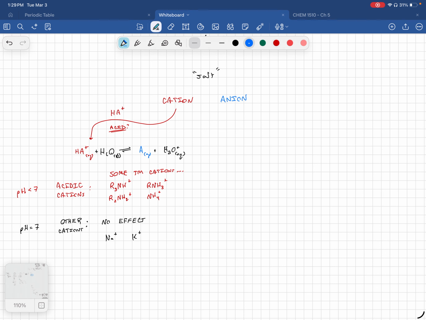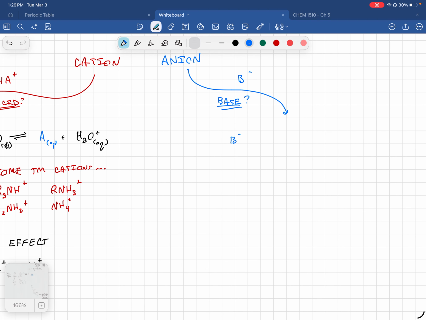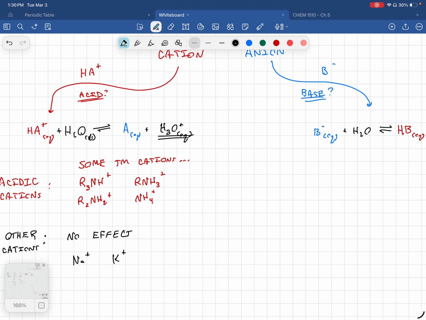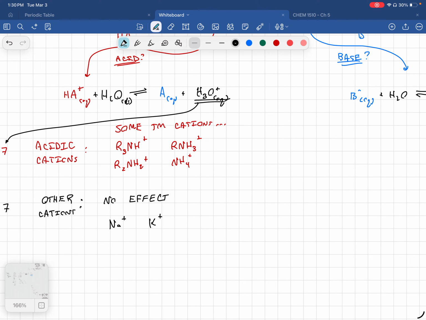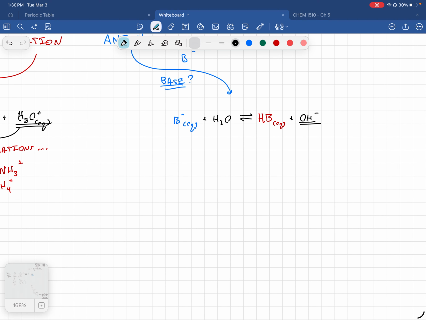Now, on the other side of things, B minus, let's say, we're going to ask, is the anion a Bronsted-Lowry base, right? So we could have our B minus aqueous plus water, and it could react to form HB and of course OH minus, right? If we form H3O plus, that's what results in a pH less than 7. If we don't, that's why it would be pH 7.